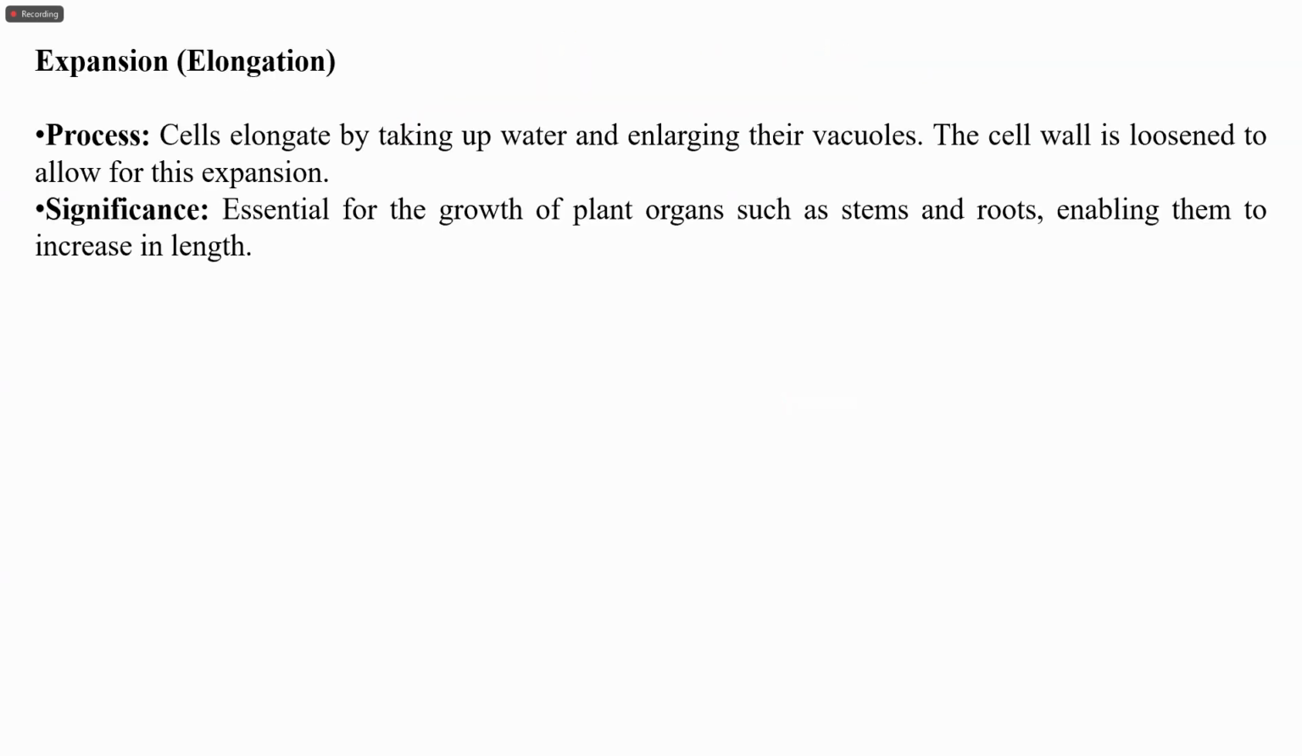Fourth is expansion. So cells elongate by taking up water and enlarging their vacuoles. Initially, we know that the vacuole is small and the nucleus is larger, but with time, the vacuolation increases. The cell wall is loosened to allow for this expansion. And what is the significance of this step? It is essential for the growth of plant organs such as stems and roots, enabling them to increase in length.